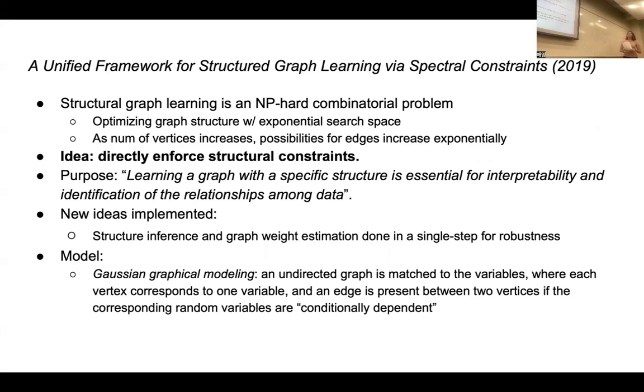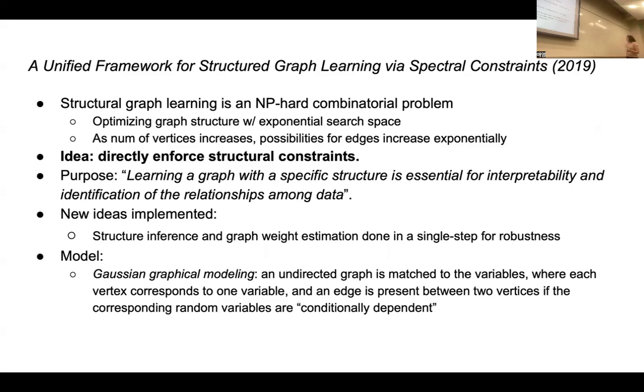I hope this paper was really interesting because I think it's a good example of showing how you can use properties of graphs and directly enforce them in a machine learning model. So basically the idea is that first of all, structured graph learning is an NP-hard combinatorial problem. And this is because as the number of vertices gets larger, the possibilities for the number of edges increases exponentially, right?